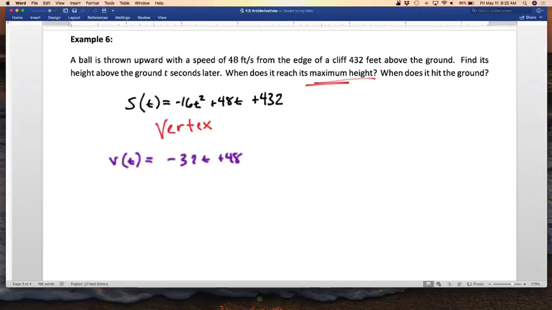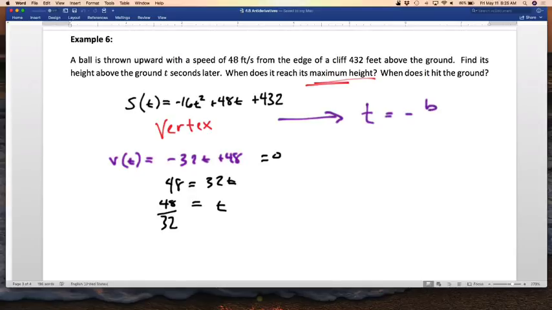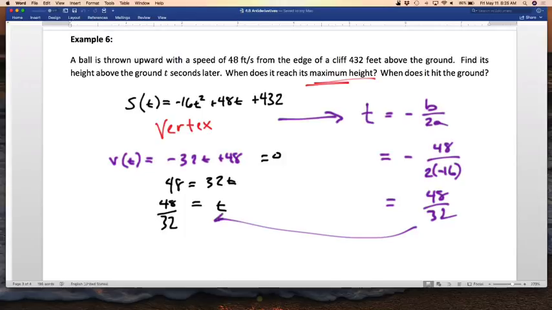And if we set that equal to 0, we get 48 equals 32t. So t equals 48 over 32. Now, of course, we can reduce that, but give me just a second before we do. Because when we were finding the vertex in Algebra 1, we said that the vertex occurs when t equals negative b over 2a. And in this case, that b is 48 and a is negative 16. That simplifies to 48 over 32, which is precisely what we have here.